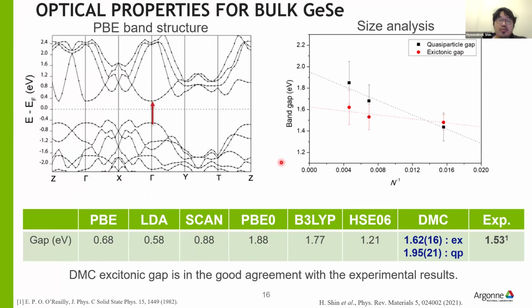So here we need to minimize the finite size effect. So we need to do the quasi-particle and optical gap calculations with different size cells and extrapolate to the bulk limit. Here is the DMC result for the quasi-particle gap and excitonic gap for the bulk germanium selenide system. As you can see, the excitonic gap result is in excellent agreement with the experimental value, so you can see that QMC can give very good excited state information for the bulk germanium selenide system as well as the ground state properties.